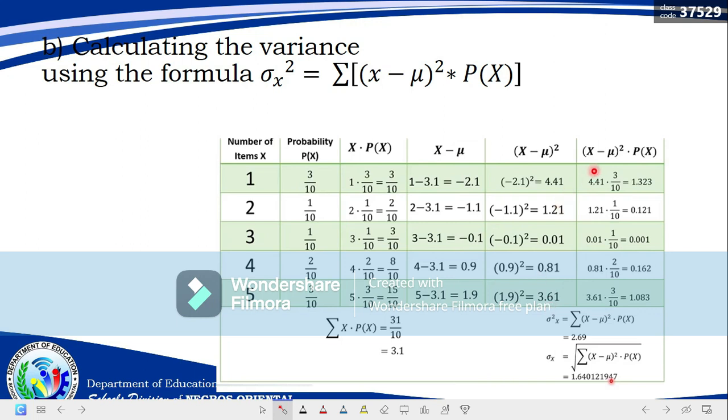After which, we multiply the squared result to your p of x here. So 4.41 times 3 over 10, that is 1.323. And 1.21 times 1 over 10 is 0.121. Then 0.01 times p of x, 1 over 10, is 0.001. Then 0.81 times 2 over 10 is 0.162. Then 3.61 times 3 over 10 is 1.083. So the answer is 2.69.